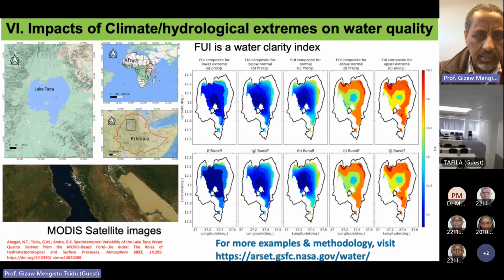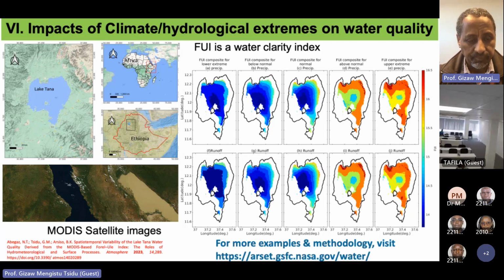So here, this is the place, as you can see on the top left corner. You see the lake area and the topography, and then the next panel is the whole African continent, and you see where this lake is located. Down at the bottom in the first panel is Ethiopia. So we looked at the satellite image from there, and we tried to estimate what's known as the FUI index. It's called the water clarity index, from the MODIS satellite.